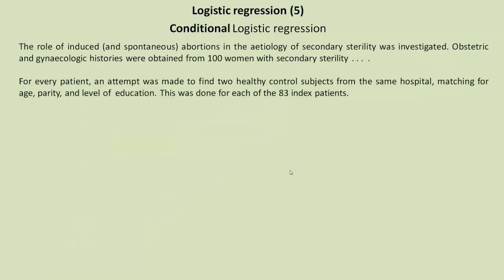Right, let's look at another example. This example isn't given in Campbell, but I've given it here because it provides a bit more detail about this technique. So, the role of induced and spontaneous abortions in etiology of secondary sterility was investigated. Obstetric and gynecological histories were obtained for 100 women with secondary sterility. For every patient, an attempt was made to find 2 healthy control subjects from the same hospital, matching for age, parity, and level of education. And they did this for 83 index patients.